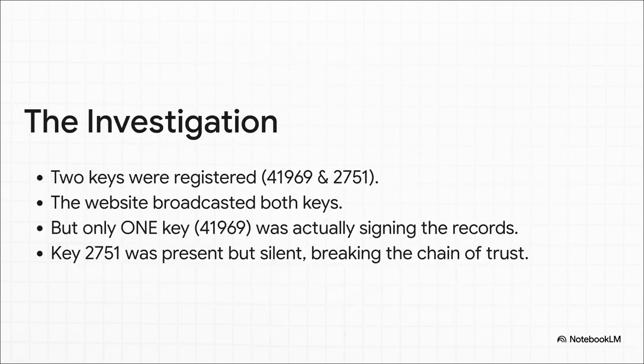And the investigation revealed this critical inconsistency. See, the domain told the world it was secured by two keys, kind of like a bank vault that needs two different keys to open. But in reality, only one of those keys was actually working. The other one was there, but it was silent. This mismatch broke the digital chain of trust, and that made the whole system insecure.